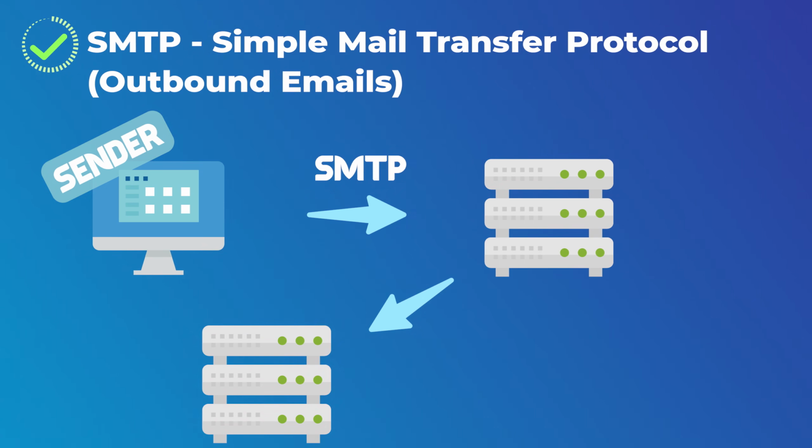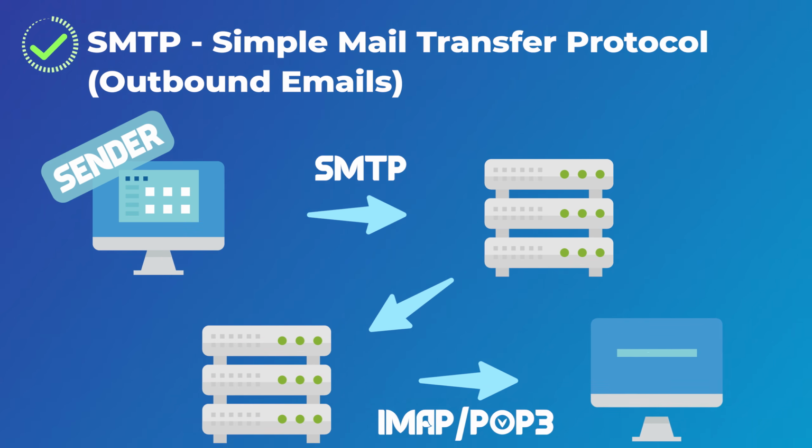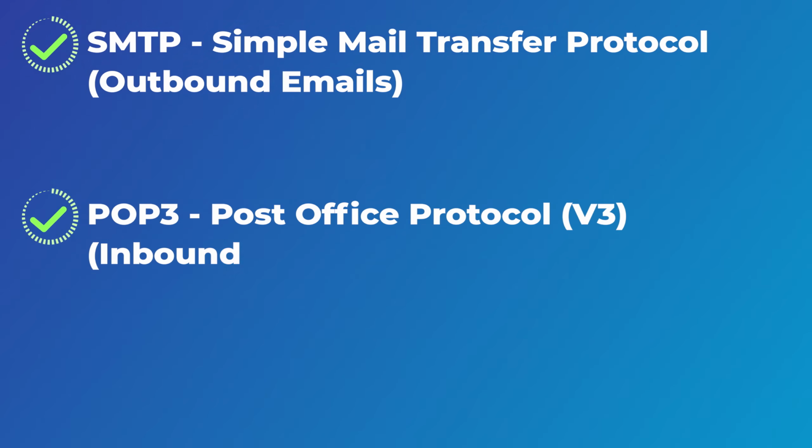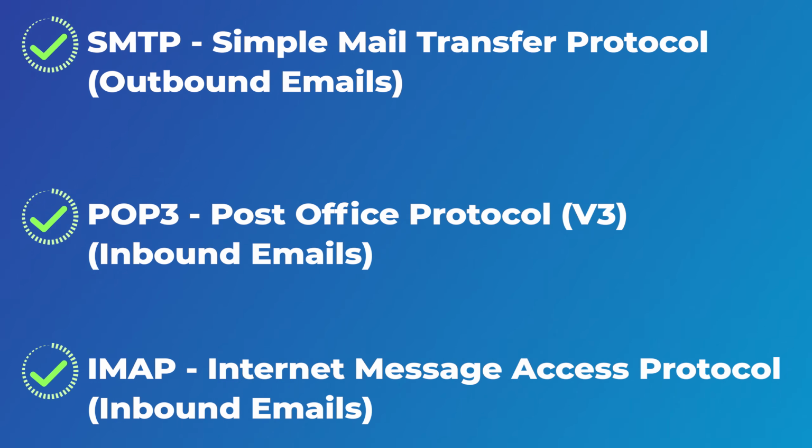Now, SMTP is used along with other protocols because SMTP is for sending or delivering email. IMAP or POP3 are protocols that are used for retrieving or receiving emails. POP3 stands for Post Office Protocol version 3 and IMAP stands for Internet Message Access Protocol. The difference is that IMAP offers more features than POP3.